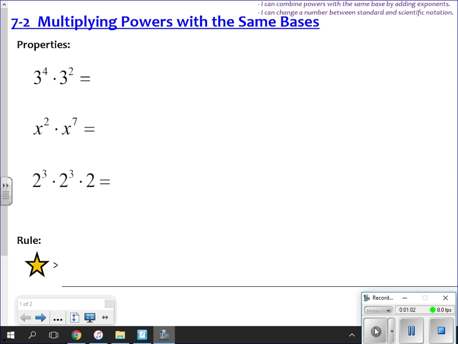When you are multiplying numbers that have the same base and different exponents, this is essentially what you're doing. Well, if I have 3 to the 4th, that's 3 times 3 times 3 times 3, right? And I have 3 squared, that's 3 times 3. And if I'm multiplying all those 3's together, how many 3's am I actually multiplying together? 6. So if I have repeated multiplications of an exponent, this would be 3 to the 6th power.